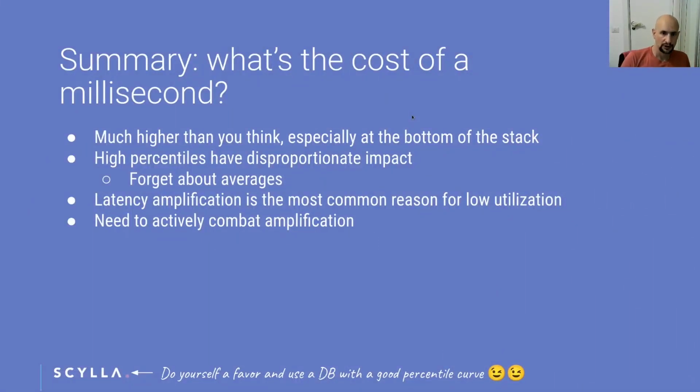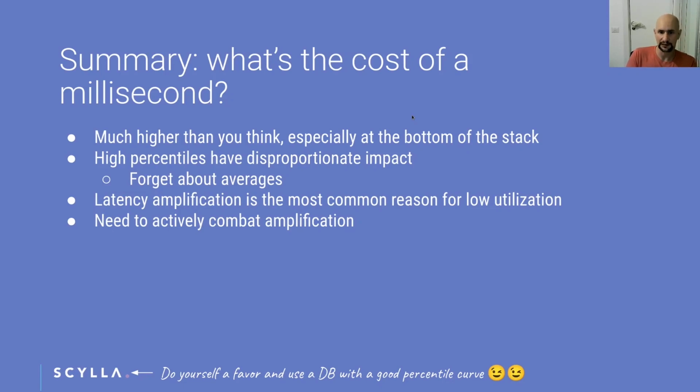So to summarize, what's the cost of a millisecond? It's much, much higher than you think. I've seen cases where a single millisecond at the bottom of the stack has translated to an increase of even 10 or 20 or sometimes 50 milliseconds, definitely at the 99th percentile. So it's worth remembering that you're actually interested in the percentile curve. We don't actually care about averages because they don't tell us much when it comes to latency, and they definitely don't tell us much about how much amplification we're going to have.